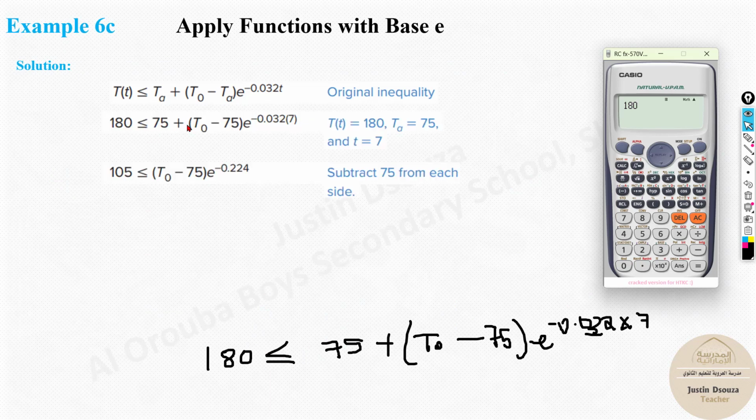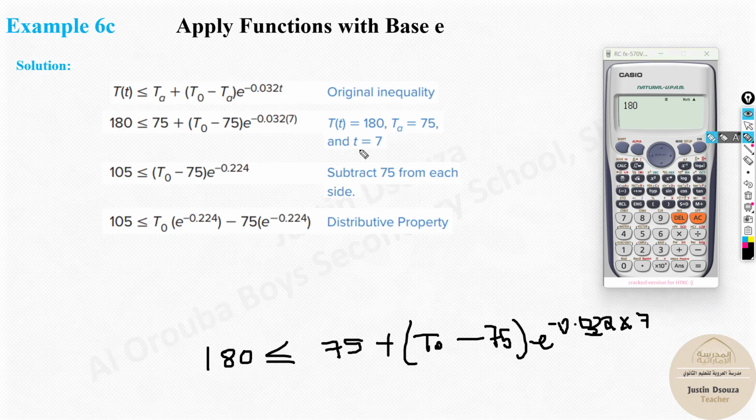So now let us solve it step by step, just like what we solved a while ago. Make sure you take this to the other side. It becomes 105. Now the important thing is the distributive property. You have this term and this term in the bracket, so multiply it inside with both. You will get T naught times e to the power negative 0.224. Oh, by the way, over here 0.032 times 7 is 0.224, so that's why it changed. And here negative 75 times e to the power negative 0.224.